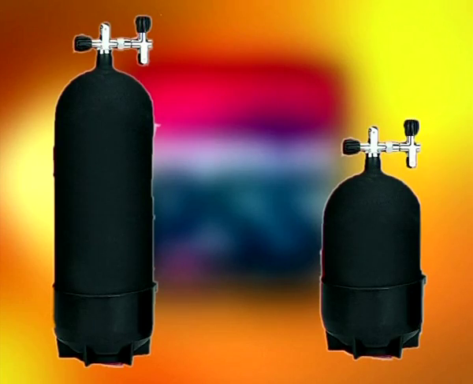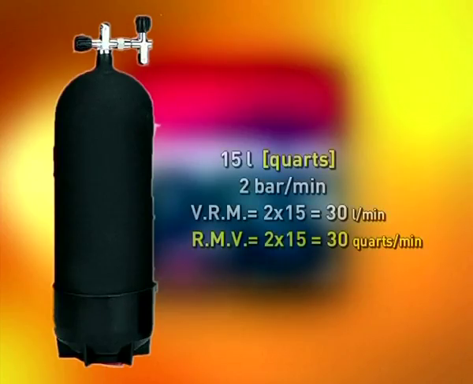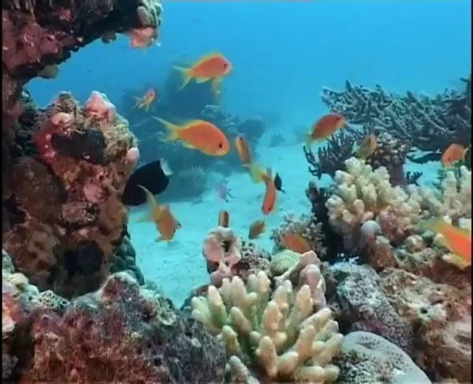To calculate the respiratory minute volume, just multiply surface air consumption rate in bar a minute, or the surface air consumption rate in pounds per square inch a minute divided by 15, by the cylinder capacity. If with a cylinder with a capacity of 15 litres, quarts, you have a surface air consumption rate of 2 bars a minute, 30 divided by 15 pounds per square inch a minute equals 2. The respiratory minute volume is 30, 2 multiplied by 15 litres a minute, quarts a minute.